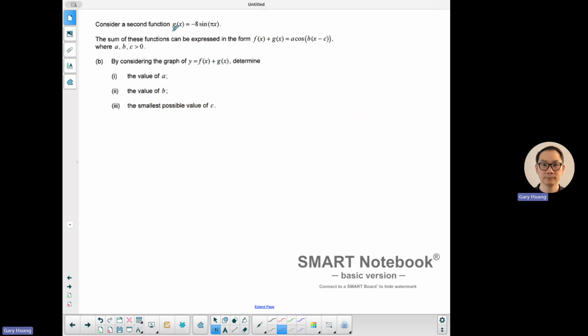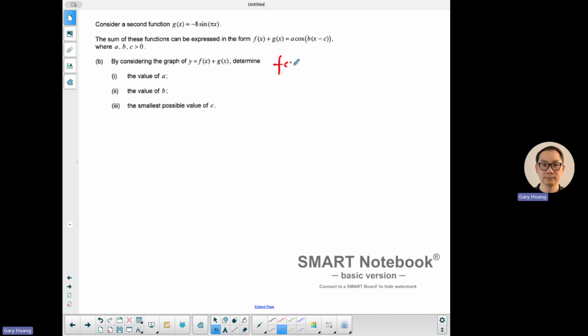Part B of the question, they give you another function, g of x, and then they say the sum of this function can be expressed in the form f of x plus g of x equals a new cosine function. So what do we have to do here? Well, this is a paper 2, so you're going to graph this on your graphing calculator.